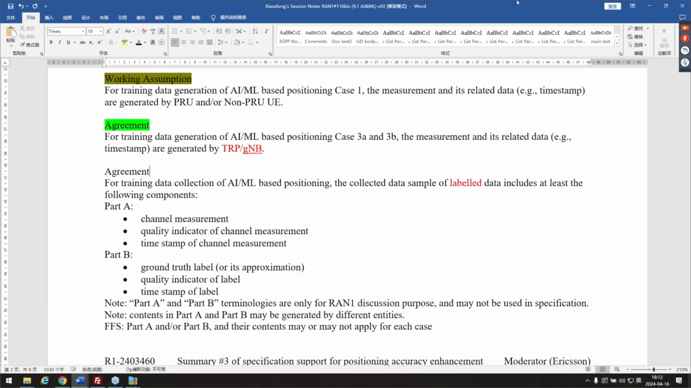Comments? Thanks for the proposal. I think overall we're okay, but the main bullet says it includes at least the following components, while the intention in this FFS or last note is that they may not apply for everything. So how do we reconcile?